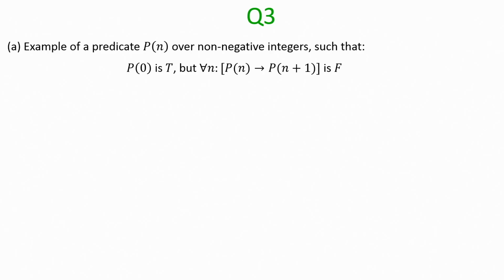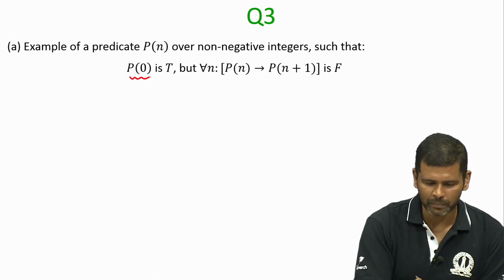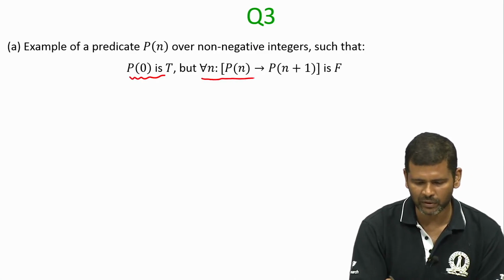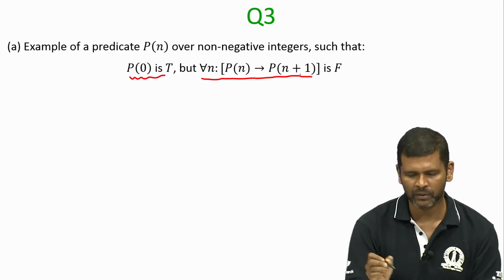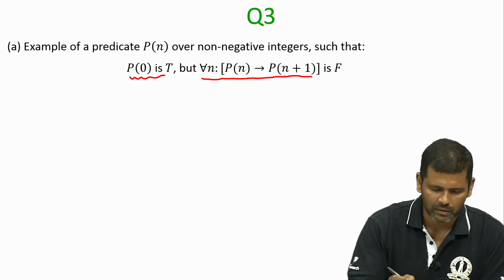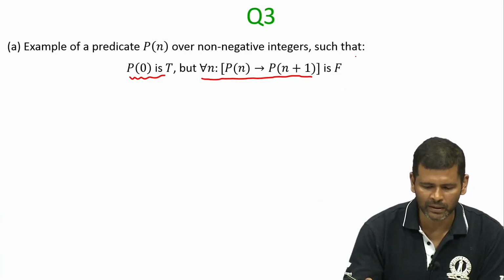Part A of question 3 asks you to do the following. It asks you to give an example of a predicate P of n over the domain of non-negative integers such that the proposition P of 0 is true, but the universal quantification for all n, P of n implies P of n plus 1, is false. So, if you want to make this universal quantification false, that does not mean you have to make it false for every value of n in the domain.